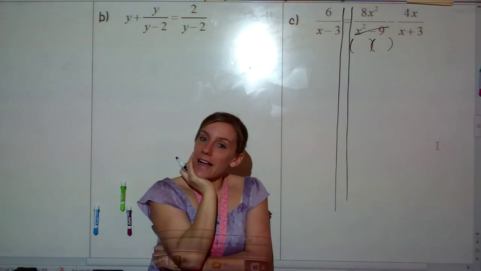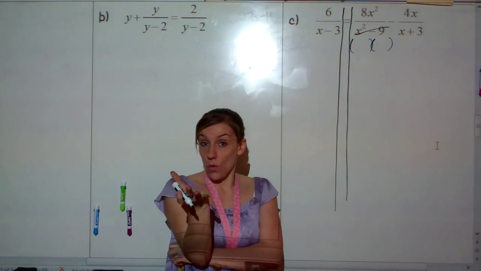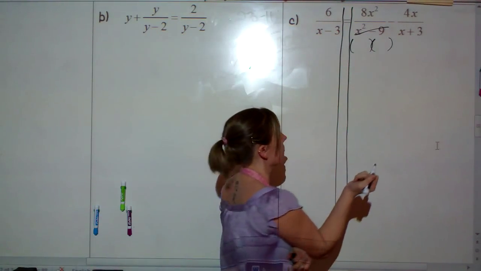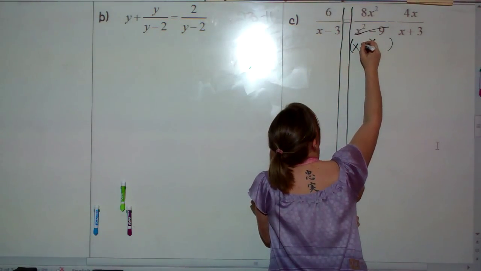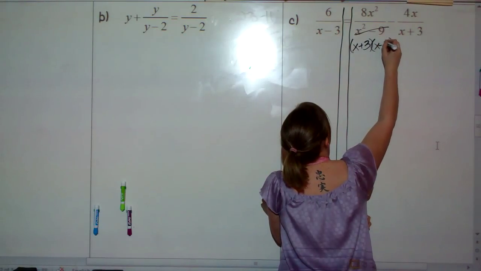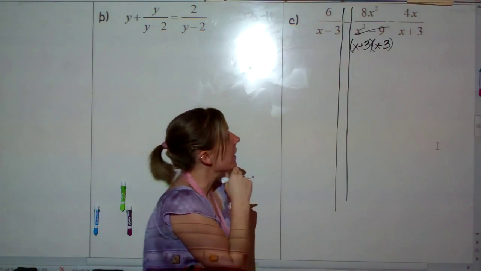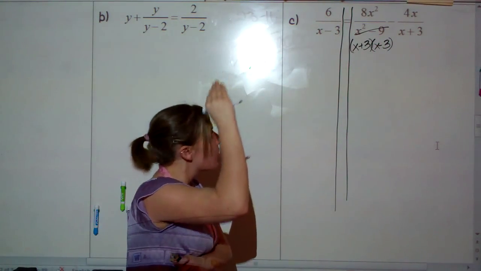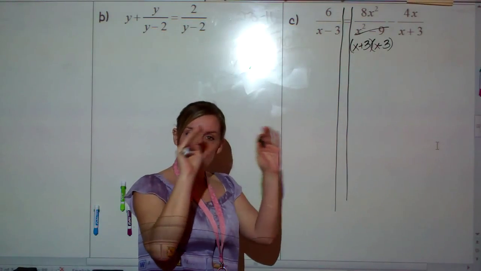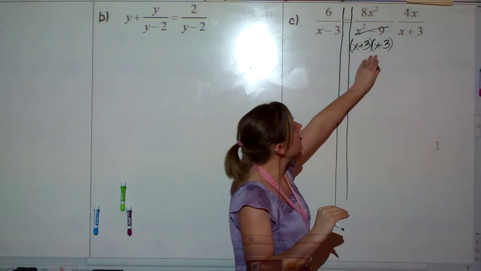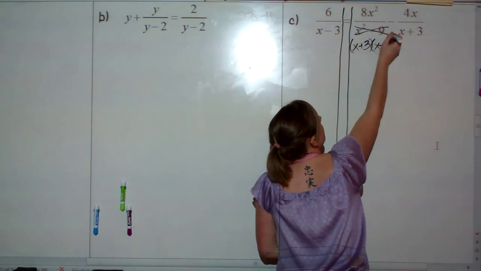X squared minus 9 is a pattern. So what would that denominator change to? It would change to x plus 3 and x minus 3. Alright, and I just went ahead, instead of doing everything, I just crossed it out. We're going to look at this instead of at that.